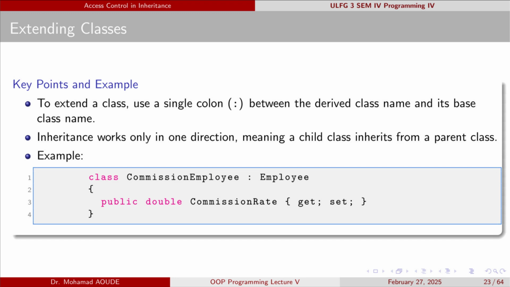Here's how we extend Employee. Class Commission : Employee. The child class automatically gets all public and protected members from Employee and adds its own field, commissionRate. Inheritance here saves you from rewriting fields like idNum and salary. It's a perfect example of specializing a general class.